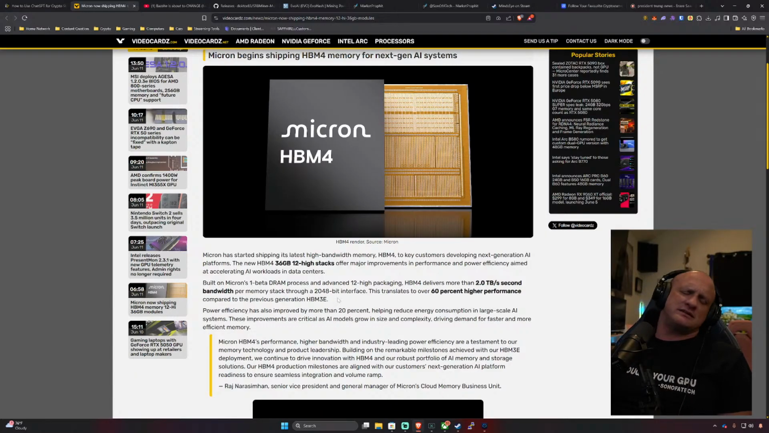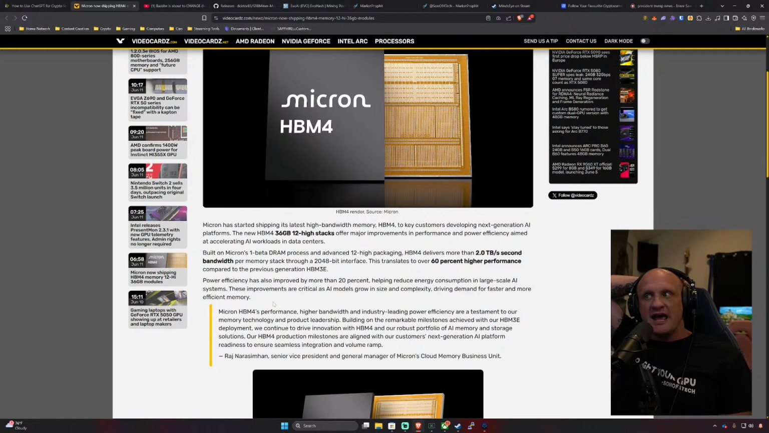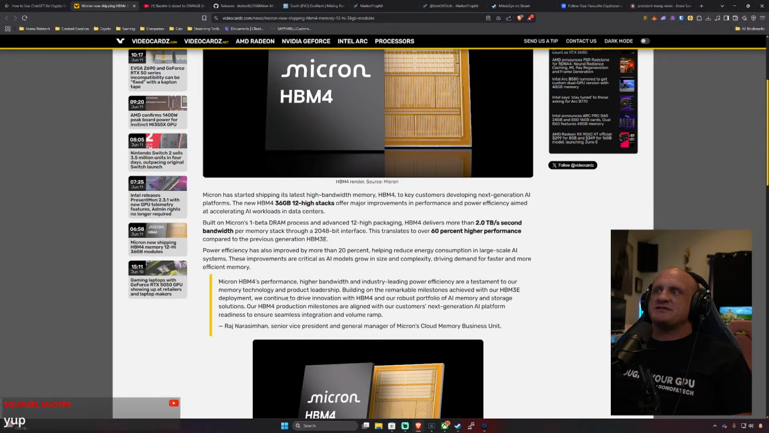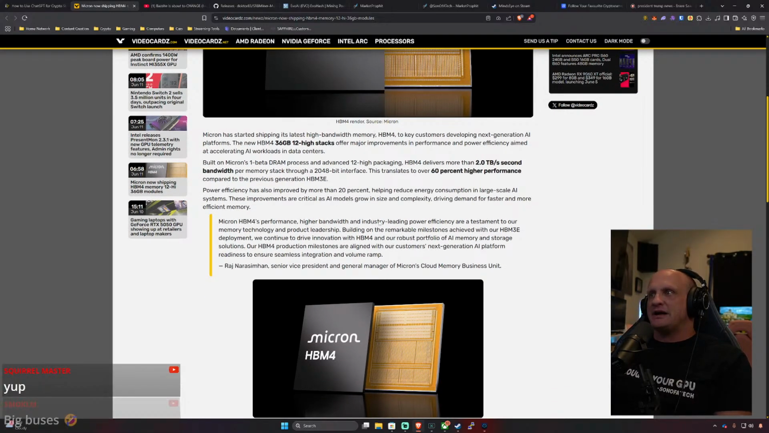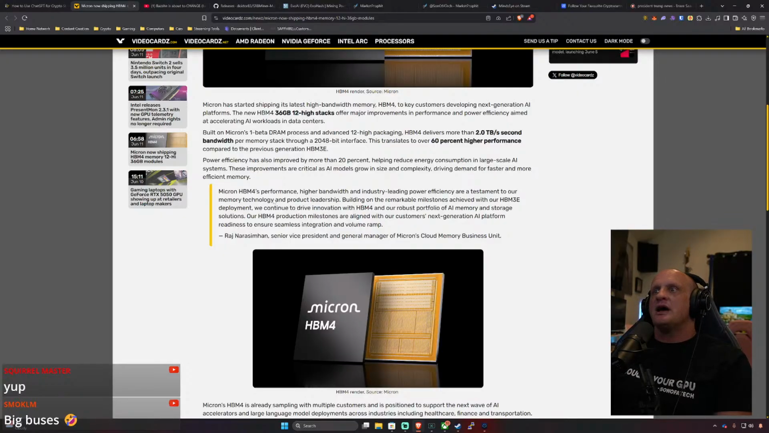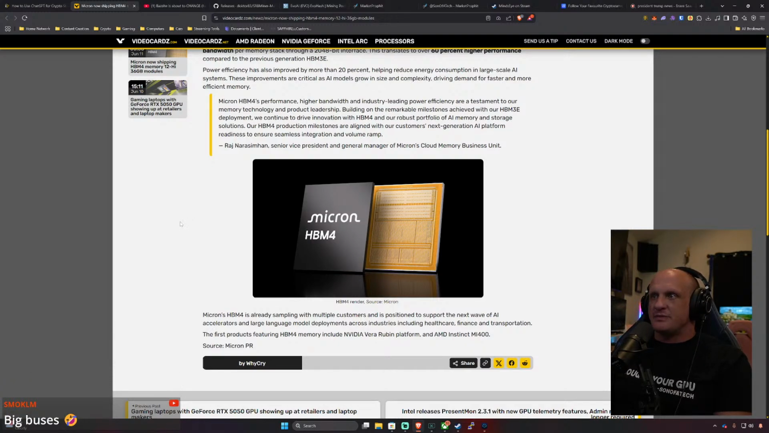2048-bit interface. As you guys know, I like big buses, and I cannot lie. This is pretty awesome. So this translates into over 60% higher performance compared to previous generation HBM3E. Power efficiency is also improved by more than 20%, helping reduce energy consumption in large-scale AI systems. These improvements are critical as AI models grow in size and complexity, driving demand for faster and more efficient memory. Micron's HBM4's performance, higher bandwidth, and industry-leading power efficiency are a testament to our memory technology and product leadership, blah, blah, blah. This is Raj, of course, over at Micron Cloud's memory business unit.